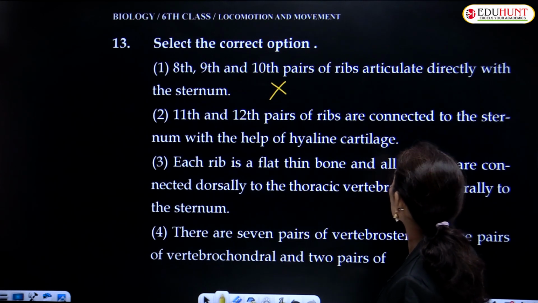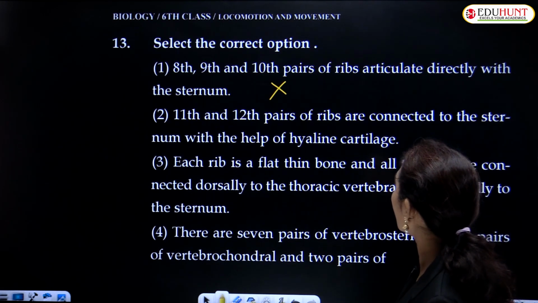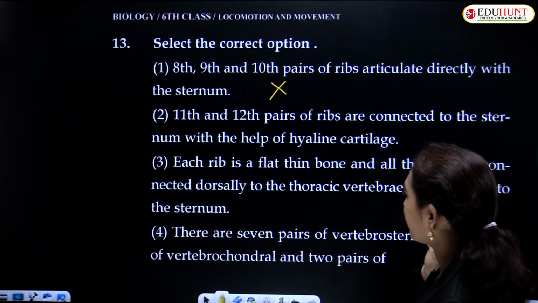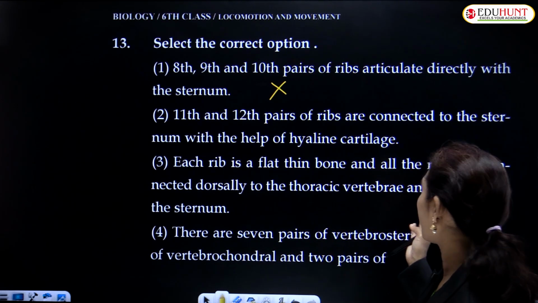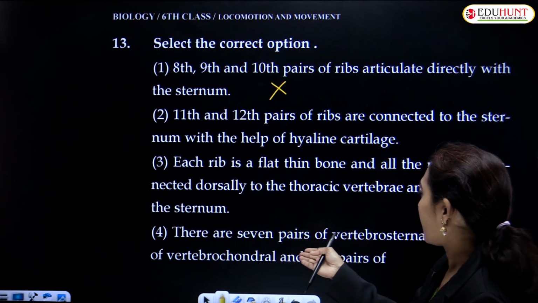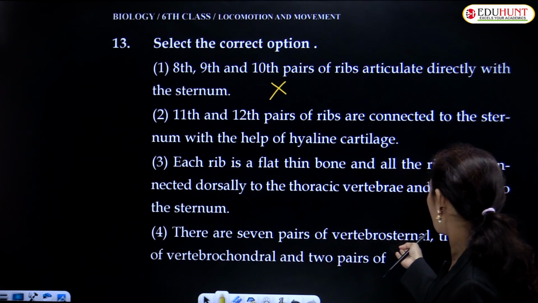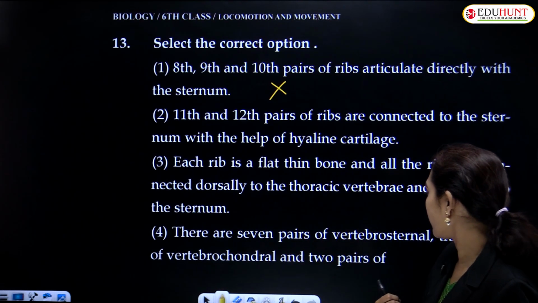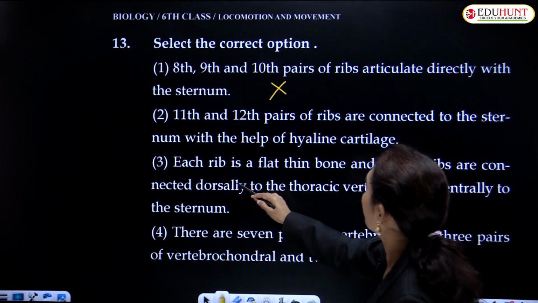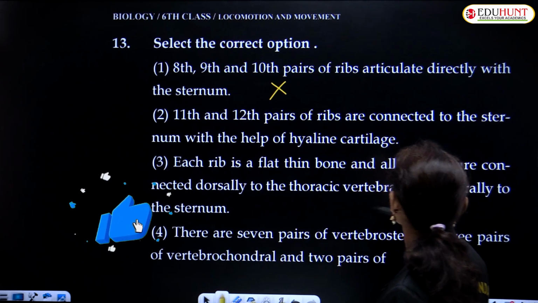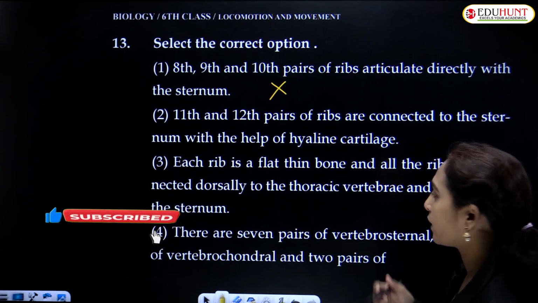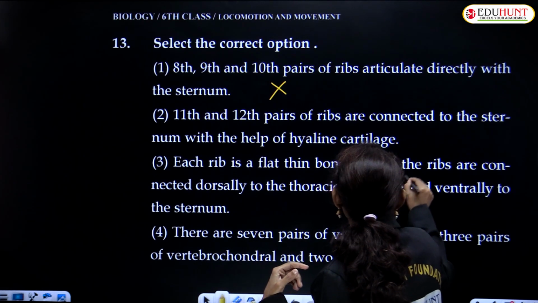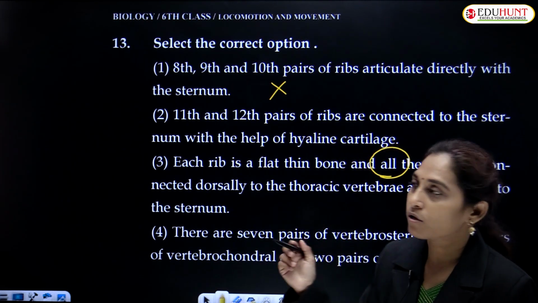11th and 12th pairs of ribs are connected to the sternum with the help of hyaline cartilage. Each rib is a flat thin bone and all ribs are connected dorsally to the thoracic vertebrae and ventrally to the sternum. There are 7 pairs of vertebro-sternal, 3 pairs of vertebrochondral and 2 pairs of floating ribs. But since it says all the ribs, this is a wrong option.